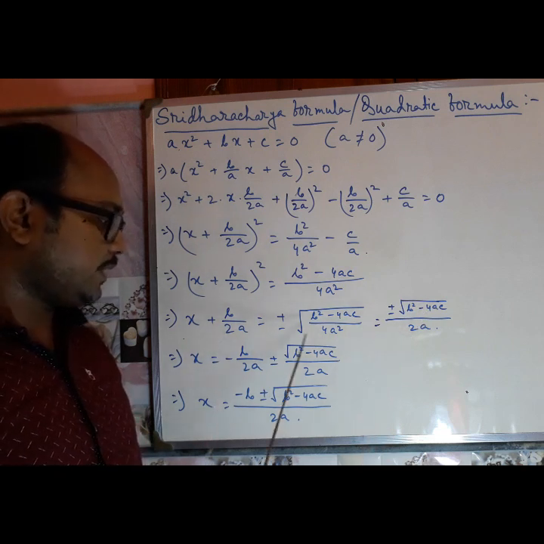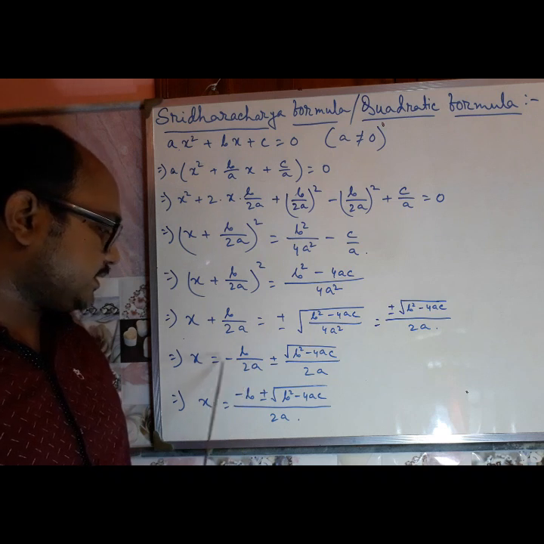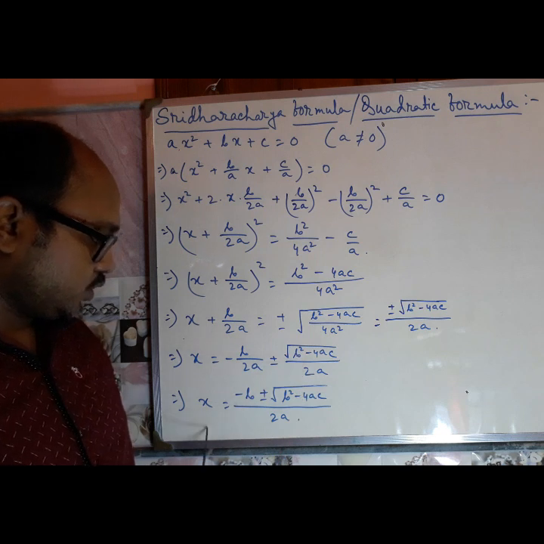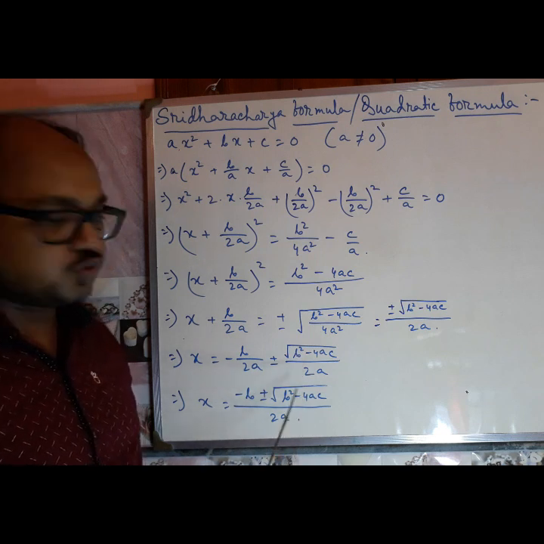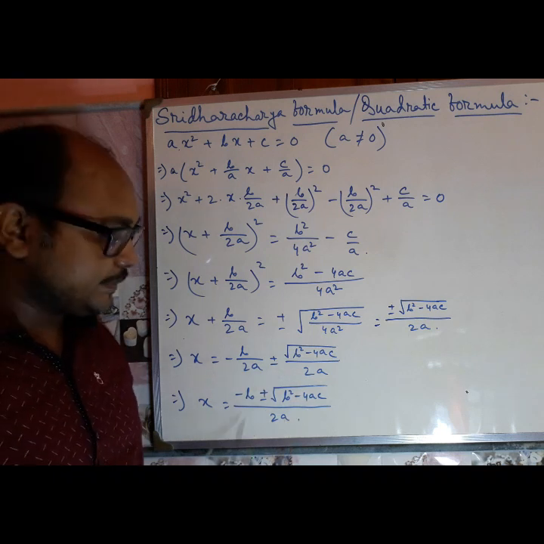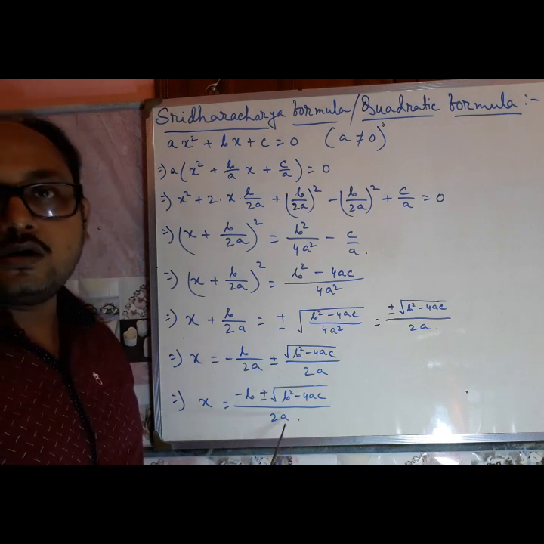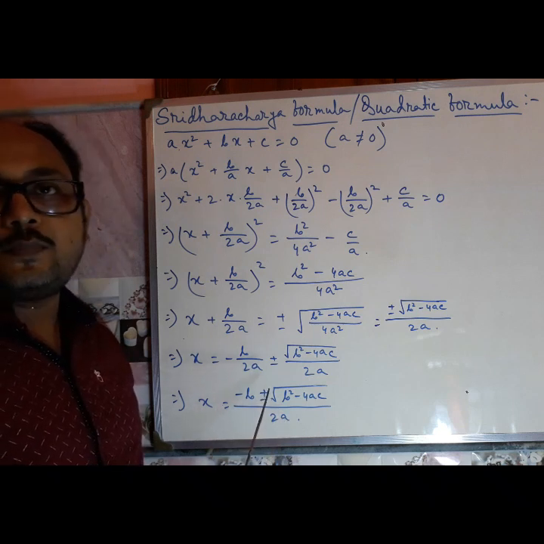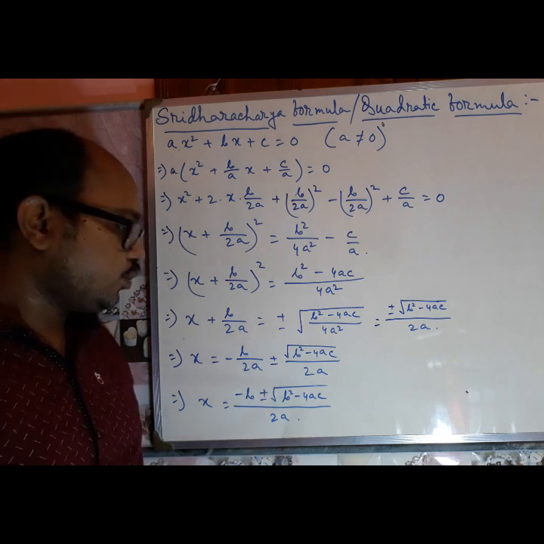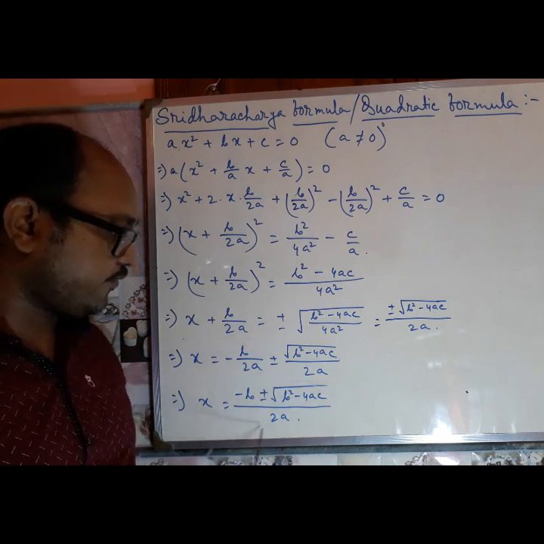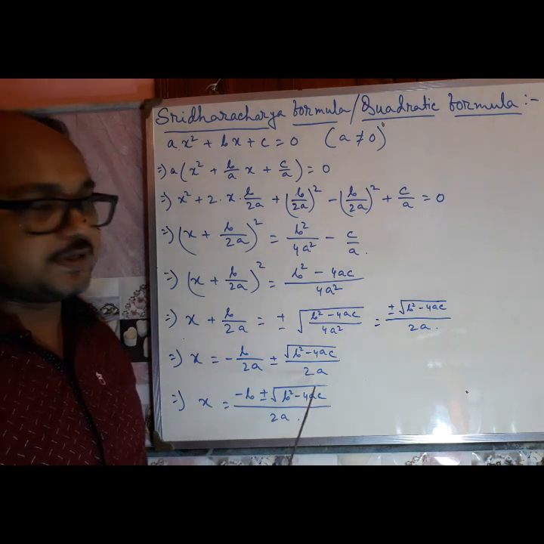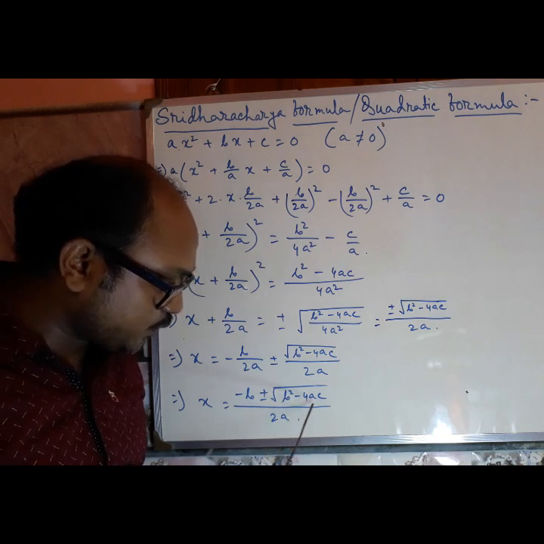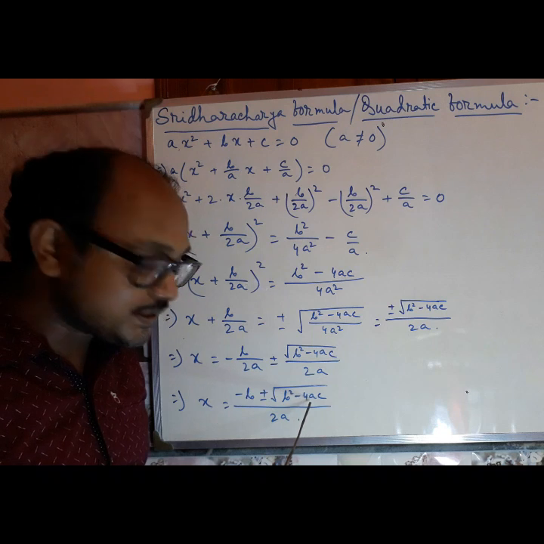Now changing the side of b by 2a to the right hand side, we will get x is equal to minus b by 2a plus minus root over of b square minus 4ac by 2a. So x is equal to minus b plus minus root over of b square minus 4ac by 2a. This expression is known as the quadratic formula or Siddharacharya formula. Again I am telling, x is equal to minus b plus minus root over of b square minus 4ac by 2a. This expression is very important for the quadratic equation chapter. Now the term inside this square root, that is b square minus 4ac, is known as the discriminant.